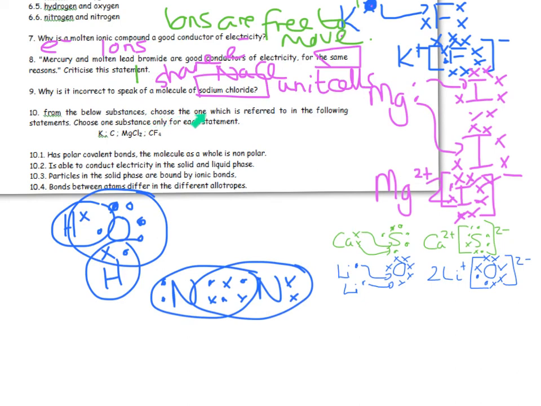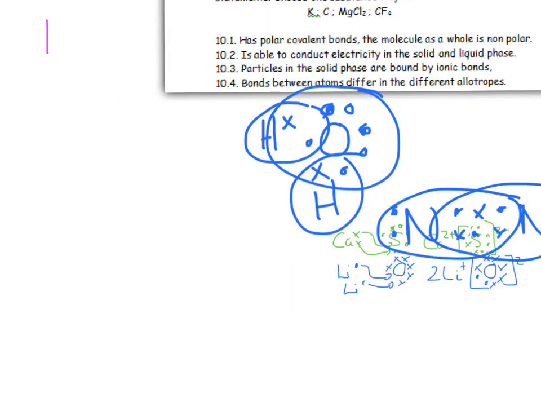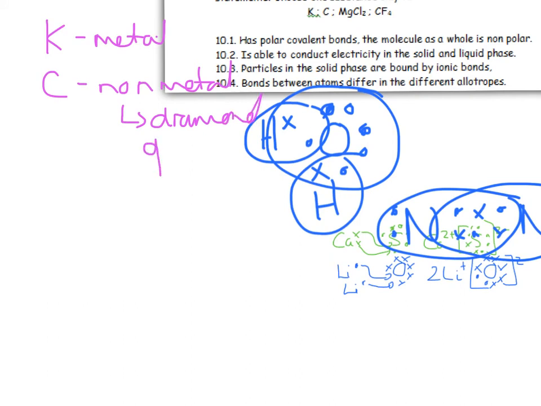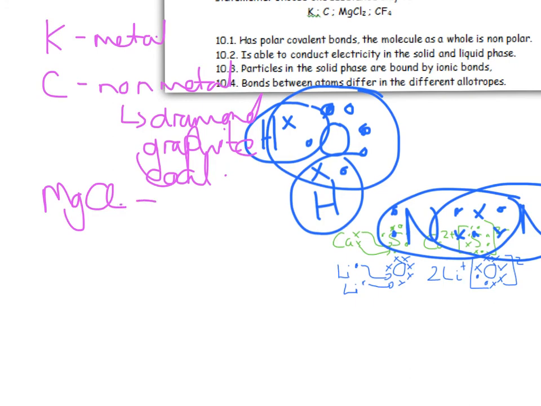From the below substances, choose one which would be referred to in the following statements. Choose one substance for each statement. So first I need to think about these. Firstly, potassium is a metal. Carbon is a nonmetal. And it's a very fancy nonmetal because it can also be diamond, and it can be graphite. And I think we've discussed the allotropes of carbon before, or it could be Buckminster fullerene, or it could just be coal. Then you've got magnesium chloride, which is ionic because it's a metal and a nonmetal.